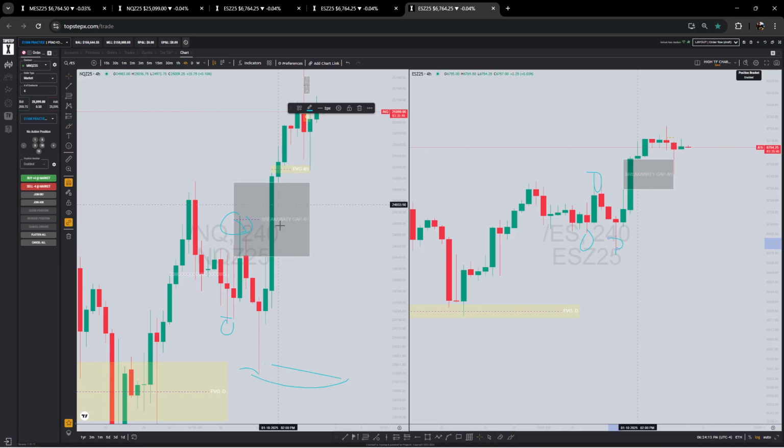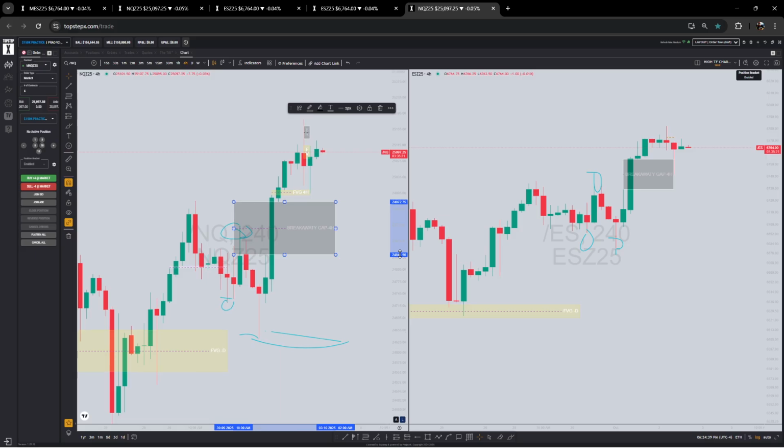And what we did, we left two fair value gaps stacked on top of each other, breaking the highs. So whenever we have two fair value gaps stacked on top of each other, breaking a high, it could be on whatever time frame, guys, this one should stay open. Price should trade to the highs.